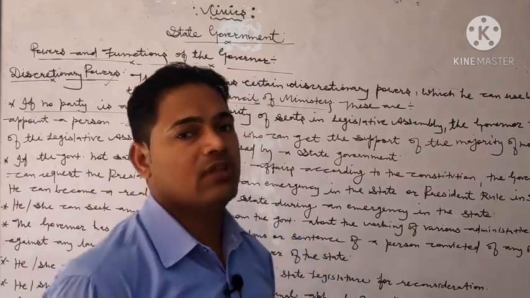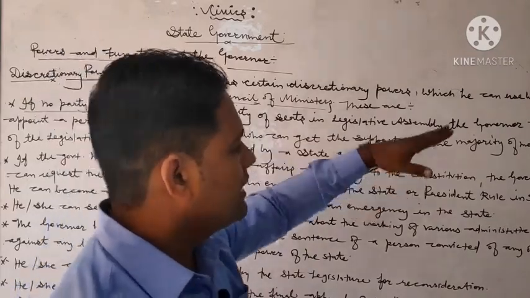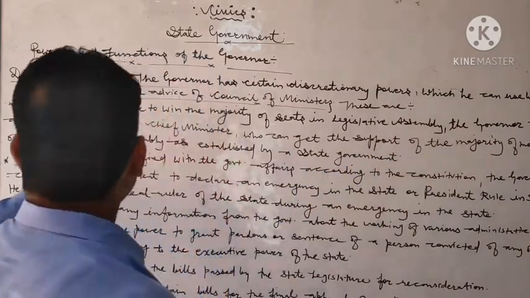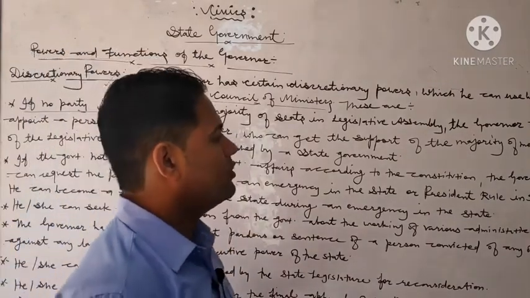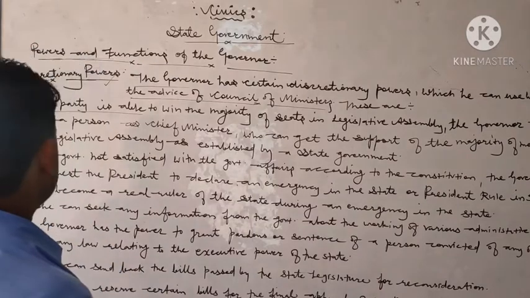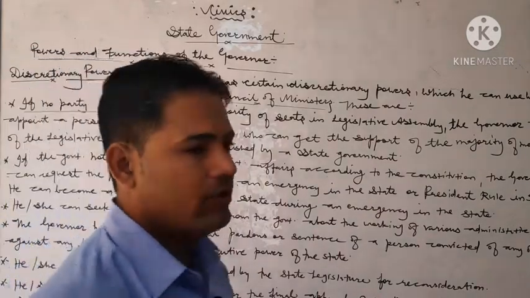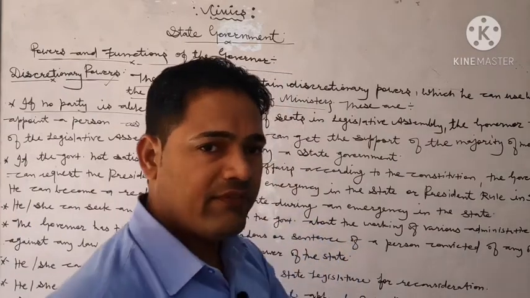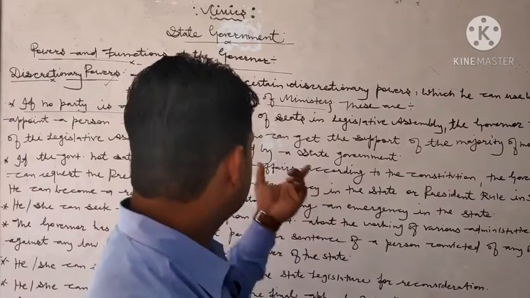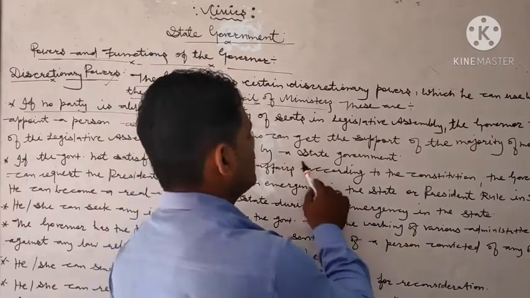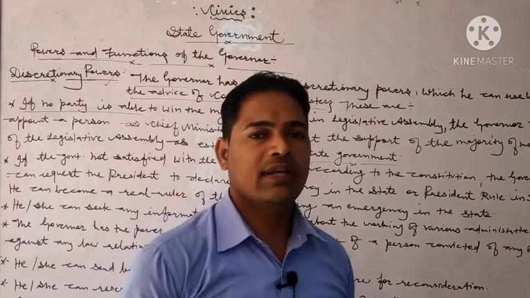In that situation, what kind of steps will be taken by the governor? So you see, my dear student, in that situation, the governor can appoint a person as chief minister who can get the support of the majority of members of the legislative assembly established by a state government. So if a member has the full support of the members of that legislative assembly, that member can be appointed by the governor as chief minister.